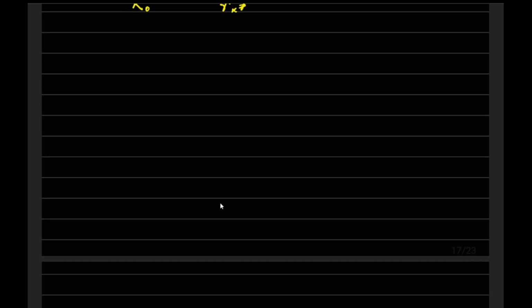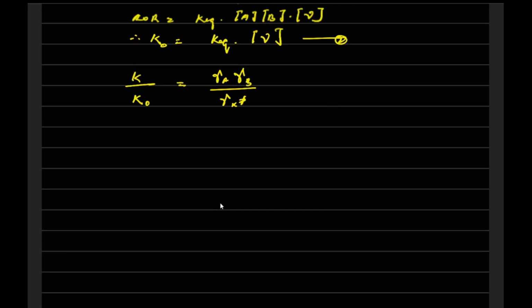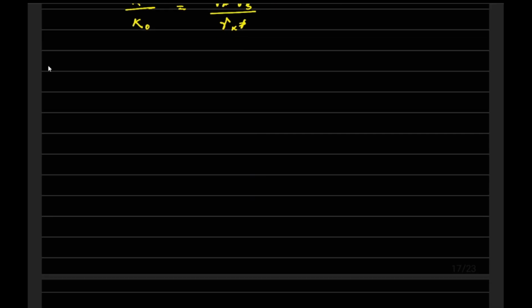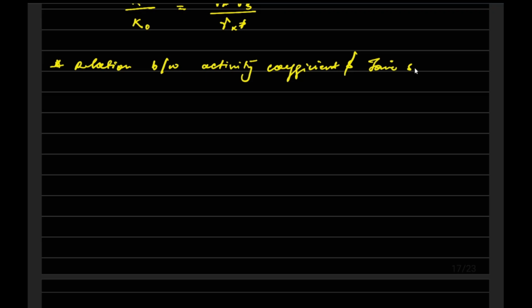Now we'll go for the relation of activity coefficient, that is gamma, and ionic strength, that is I. This is the relation between activity coefficient and ionic strength.